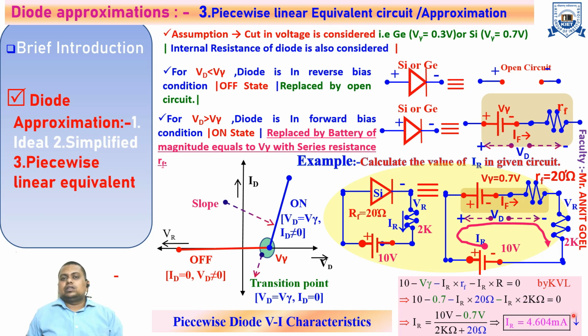So there is not much change in the values. Between the third approximation and the second approximation there is not much change, but certainly there is a lot of change between the first, that is the ideal model, and the simplified model. So most of the time we prefer the simplified model and the ideal model. Only rarely will we use this model.